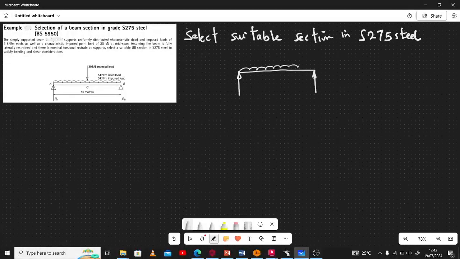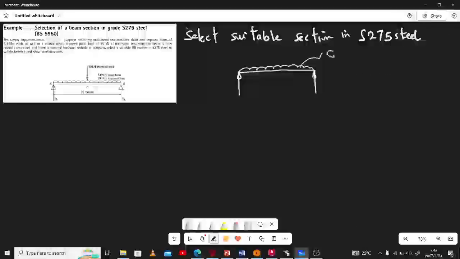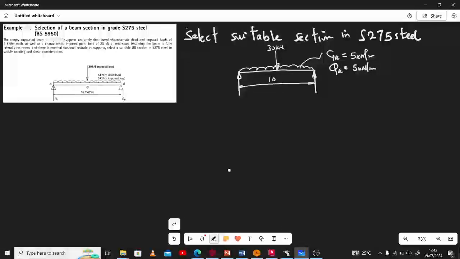We have the UDL, and we've been told that the imposed load and the dead load have the same value of 5 kilonewton per meter, and this also 5 kilonewton per meter. Then at the midspan we are having 30 kilonewton. So the total length is 10 kilonewton. Sorry, 10 meters. I beg your pardon. 10 meters. All right. So we're having reaction at A and reaction at B. So let's call the midspan C.